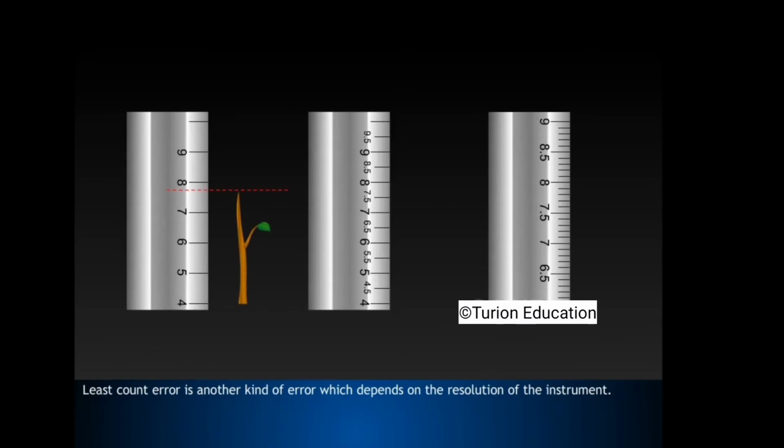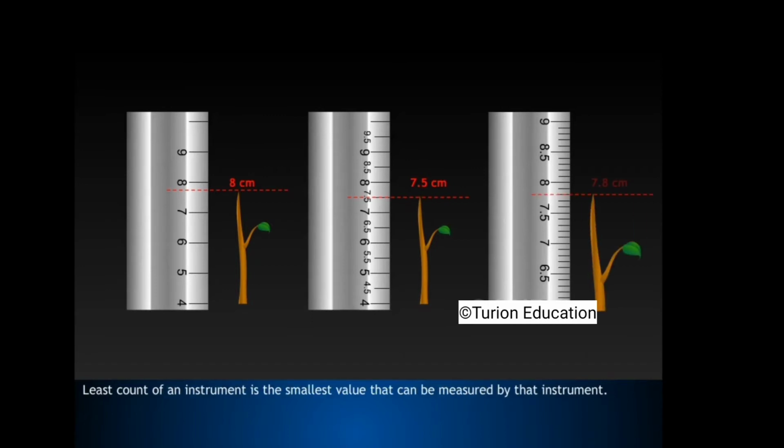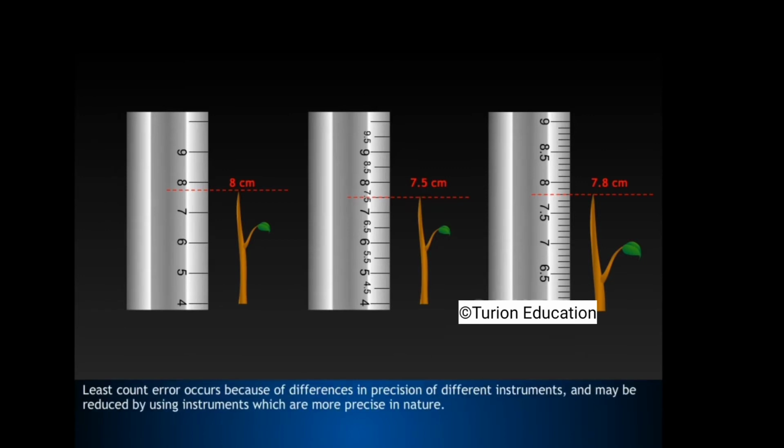Least count error is another kind of error which depends on the resolution of the instrument. Least count of an instrument is the smallest value that can be measured by that instrument. Least count error occurs because of differences in precision of different instruments and may be reduced by using instruments which are more precise in nature.